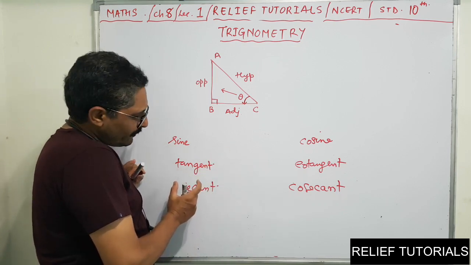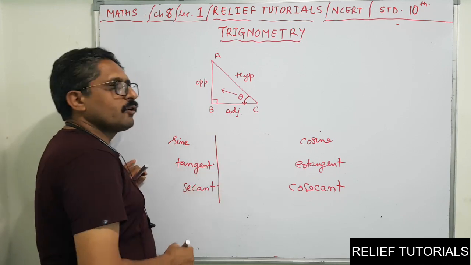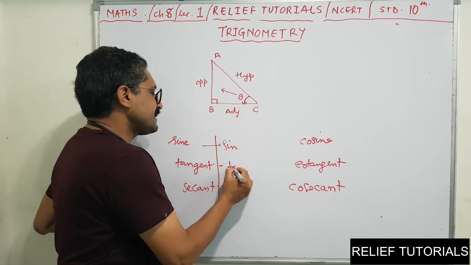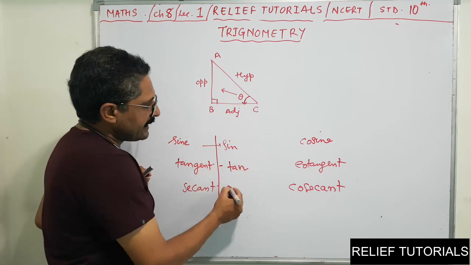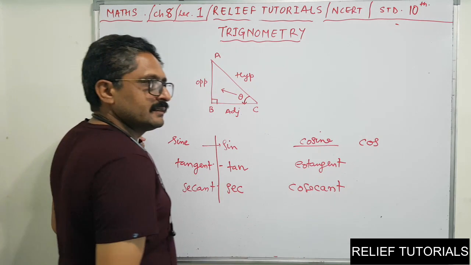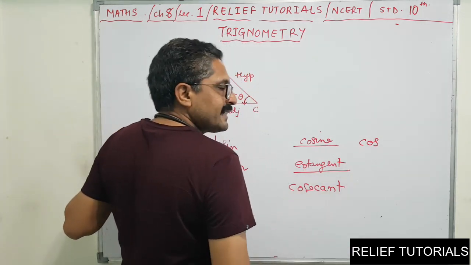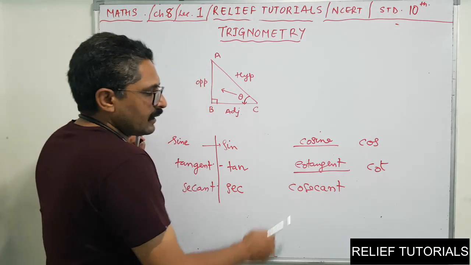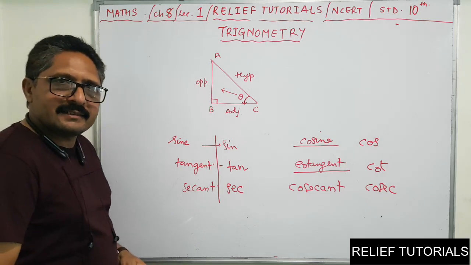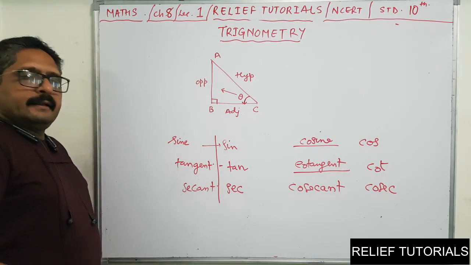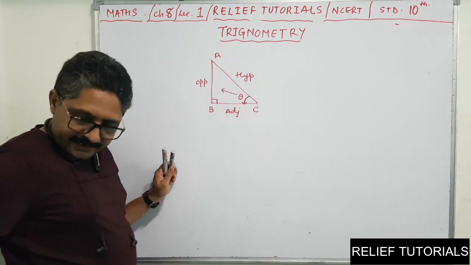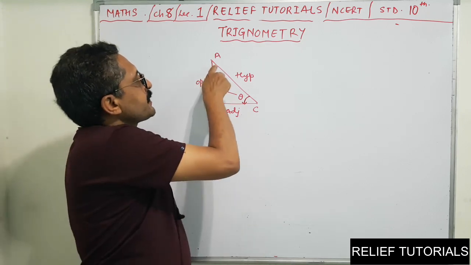They are a little bit longer, so we write the short form of all these ratios. Sine is known as sin. Tangent is known as tan. Secant is known as sec. Cosine is known as cos. Cotangent is known as cot. Cosecant is known as cosec. So these are the six ratios. They are called trigonometric ratios of angle C. Similarly, you will get trigonometric ratios of angle A.